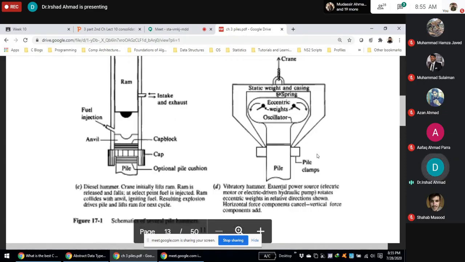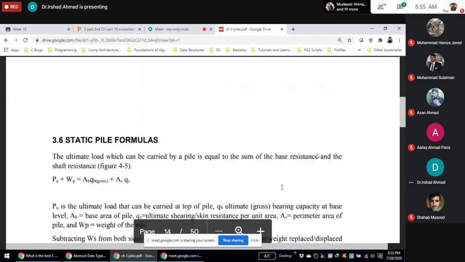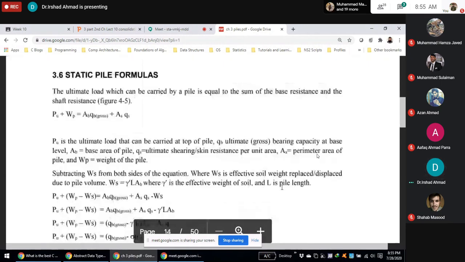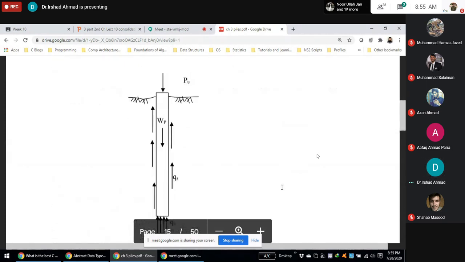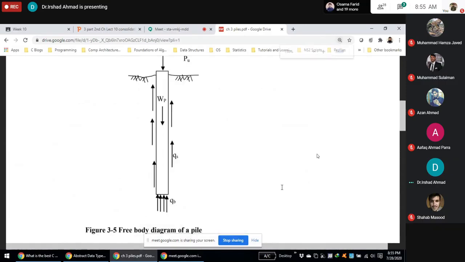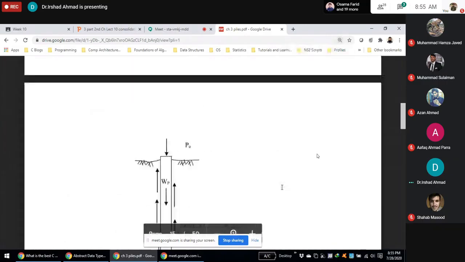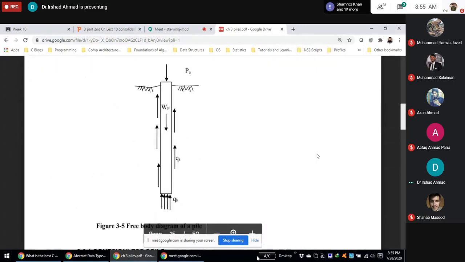So this was all about driven piles, dynamic driven piles or dynamic pile formula. Now we come to the static pile formulas, right, which we will discuss in much more detail and solve examples on them. Okay? So let's discuss static pile formulas. Let me share this for you.